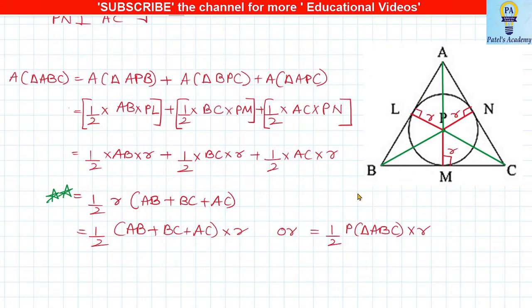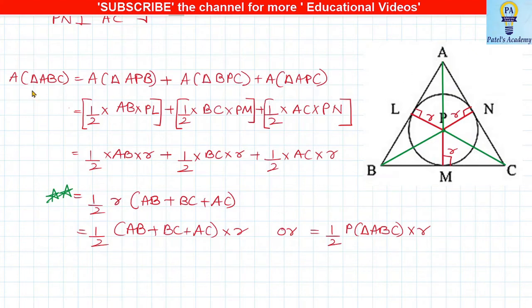Now I have done an extra thing in the figure. I have drawn some green lines. So now the whole triangle ABC is divided into three triangles. Have a look at the figure. First triangle is triangle APB. You can see my cursor moving. APB is the first triangle. The next triangle is BPC, and the third is APC. So the given triangle is divided into three triangles.